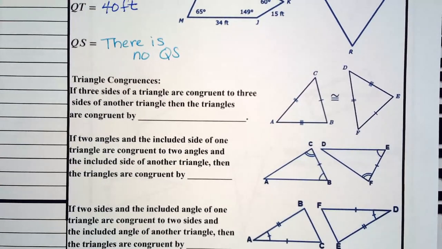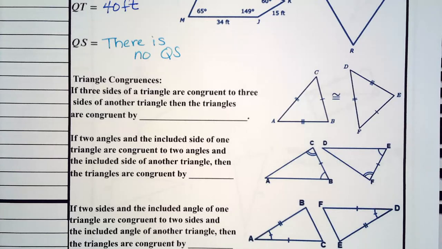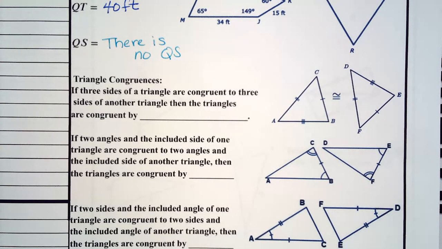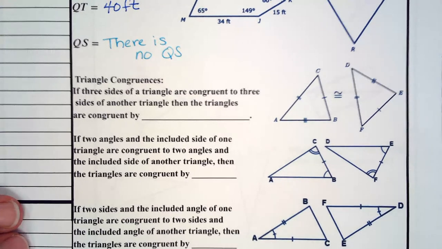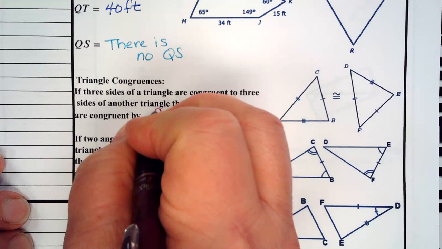Okay, there are 5 different triangle congruencies. The first one: if 3 sides of a triangle are congruent to 3 sides of another triangle, then the triangles are congruent by... SSS is the correct answer.